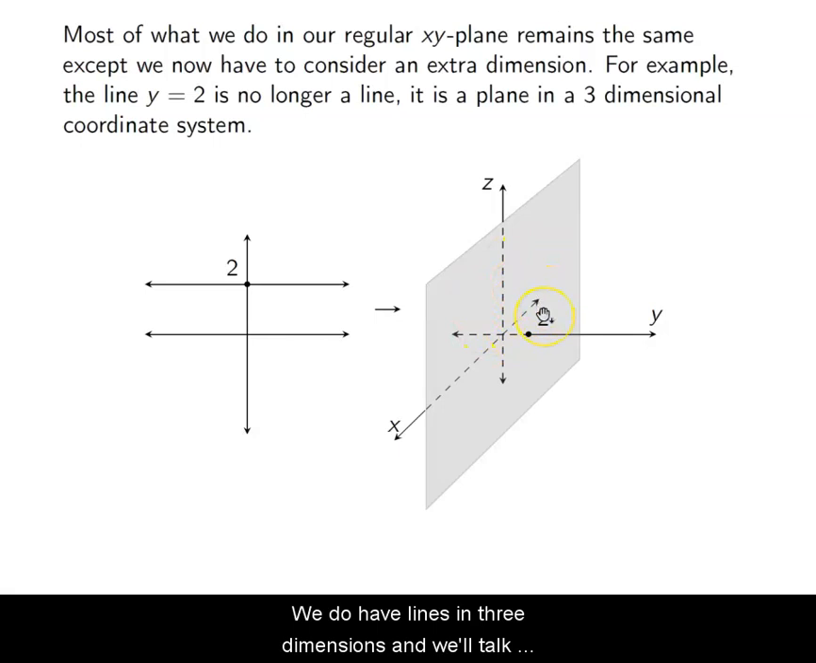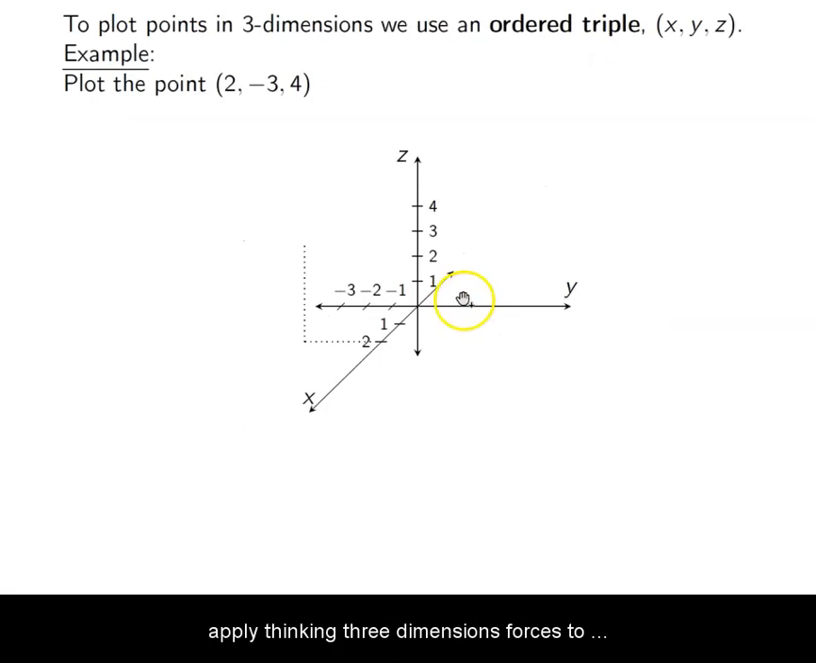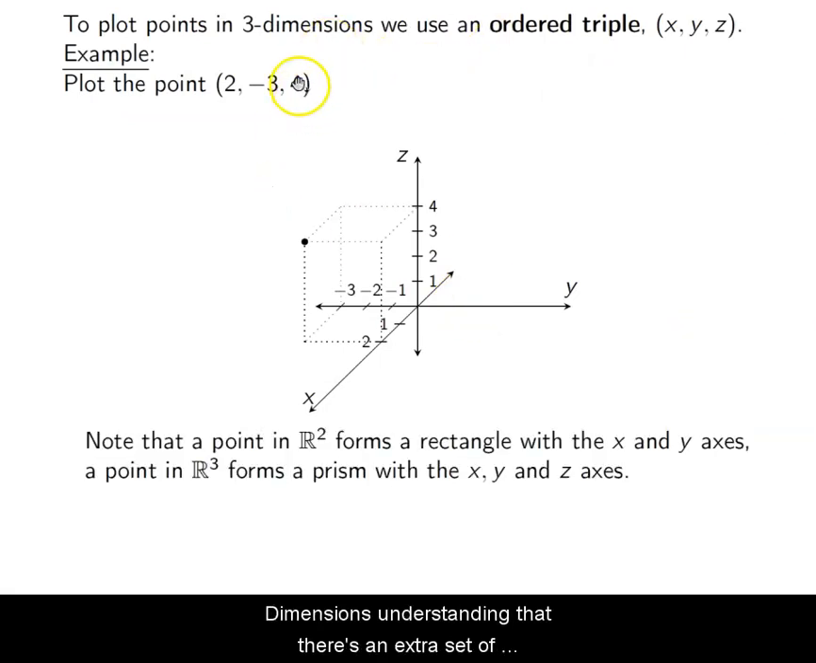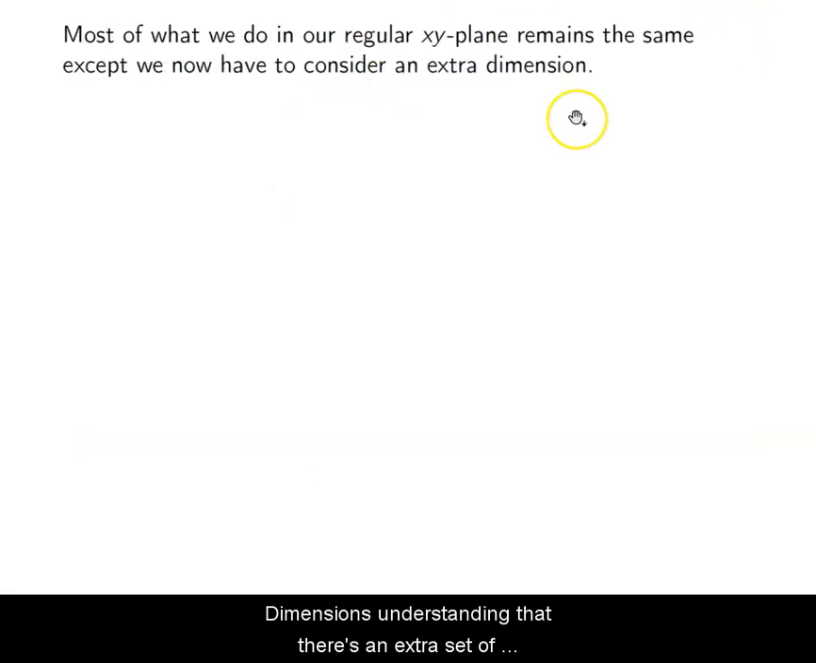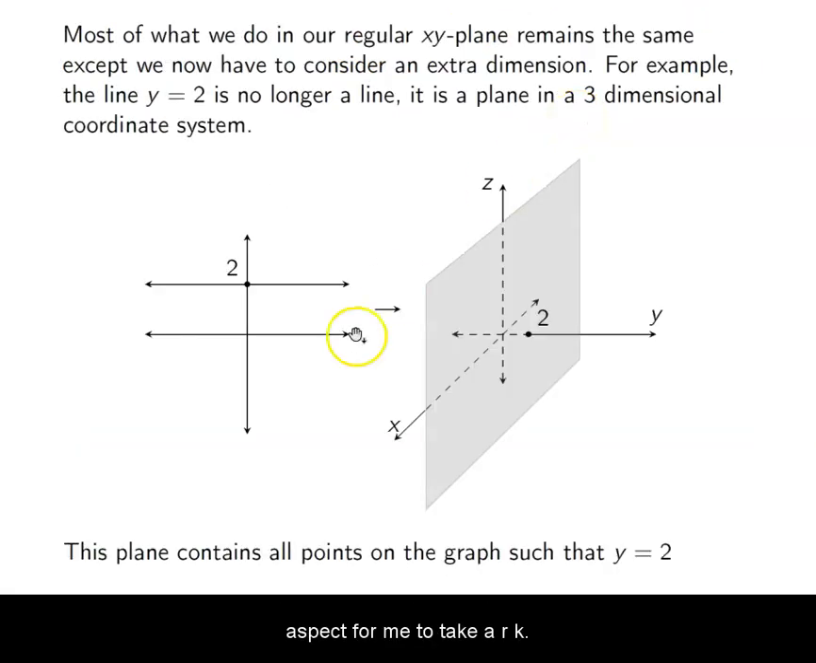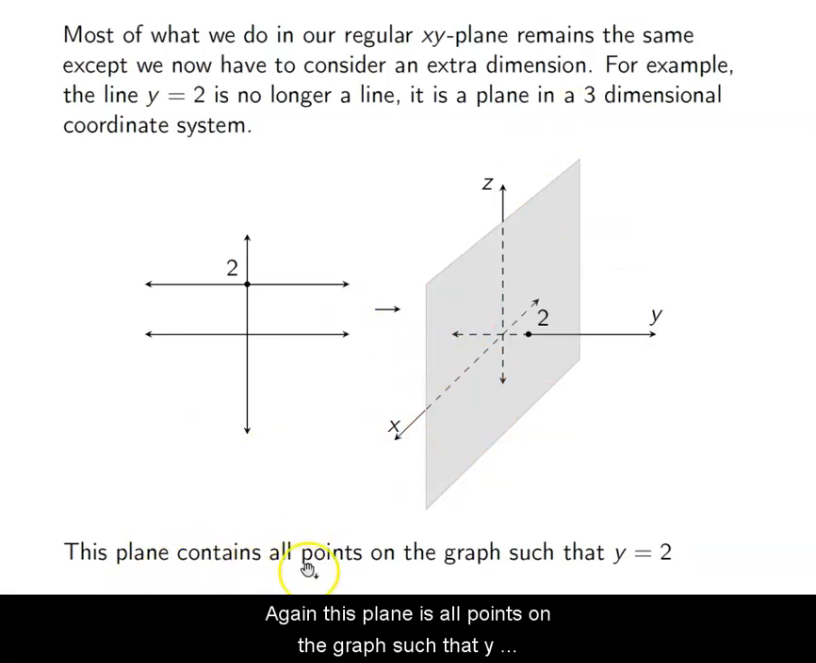We do have lines in 3 dimensions, and we'll talk about that I believe in the next section or the section after that. But we do cover that in chapter 9. So the rest of what we do in chapter 9 is really focused on 3-dimensional systems. But first we have to get familiar with a line versus a plane versus a point. How do I plot things in 3 dimensions versus 2 dimensions? Understanding that there's an extra aspect for me to take into consideration here. Okay. So again, this plane contains all points on the graph such that y equals 2. Okay, so here y is fixed at 2, and then I can choose different values of x, different values of z.